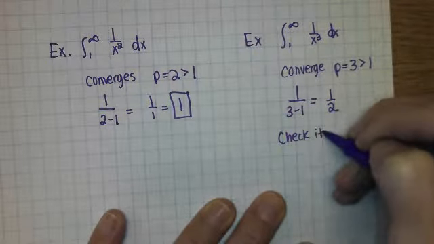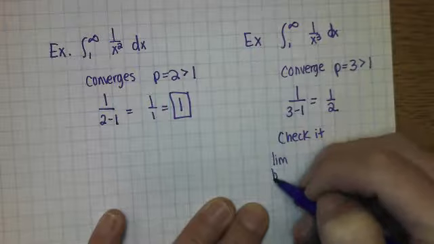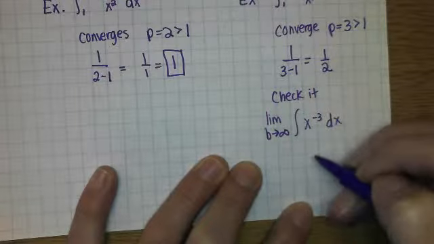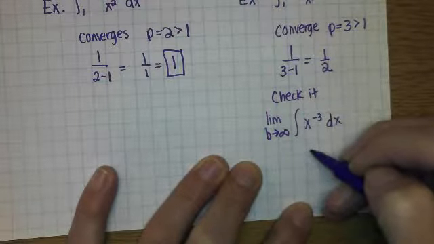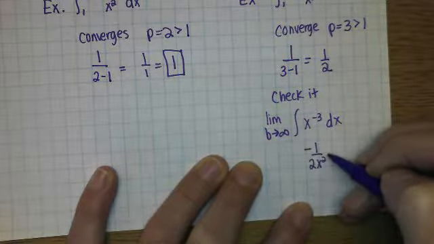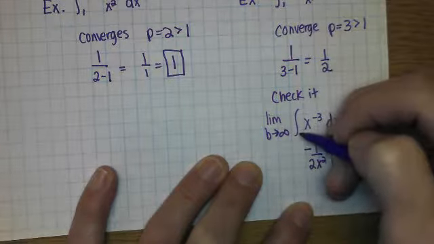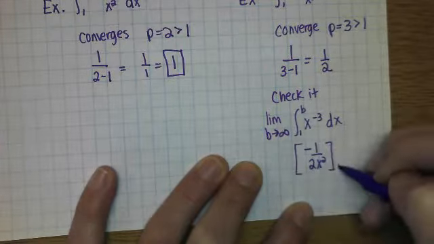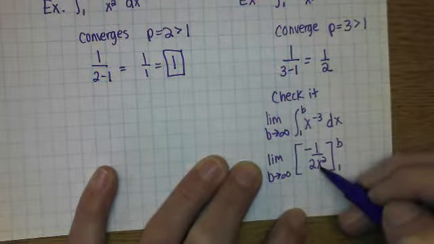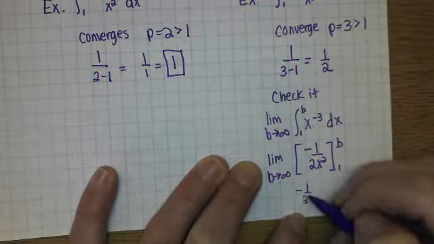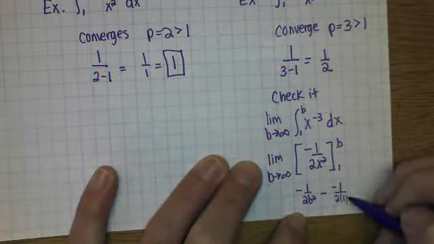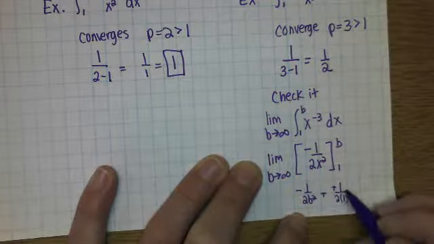We could check it by actually taking the limit as b goes to infinity of the integral of x to the negative 3 dx, which is going to give us x to the negative 2 divided by negative 2, which is negative 1 over 2x squared, integrated from 1 to b. So if I stick my b in here, negative 1 over 2b squared minus the negative 1 over 2 times 1 squared. This double negative will become a positive, so this will be 1/2.